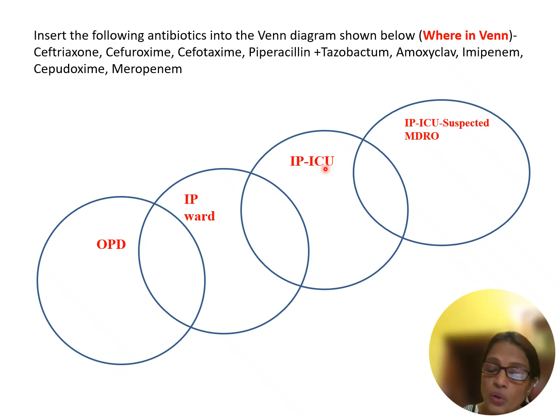So how do you solve this puzzle? I call this the where-in-when puzzle. This is a Venn diagram where you need to place these antibiotics. I have given you a host of antibiotics as advocated by the latest ICMR guideline. You need to place them appropriately in this Venn diagram. So how do we do it? Let us see.